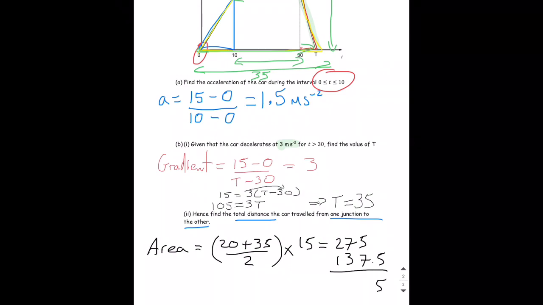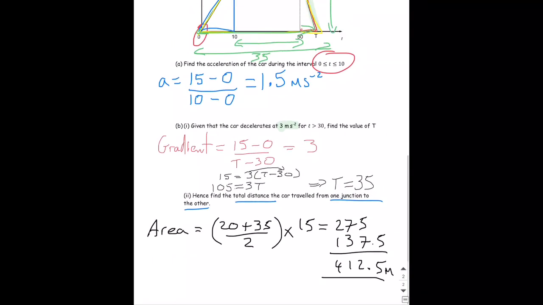Correct me if I'm wrong. Should be something like 412.5 meters. All in all, this car has travelled. Yeah, hopefully I'm right there. And there we go. That's basically everything we need to know for that. Thank you very much. Bye-bye.